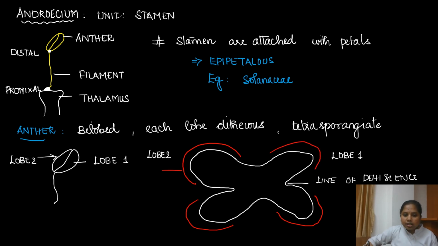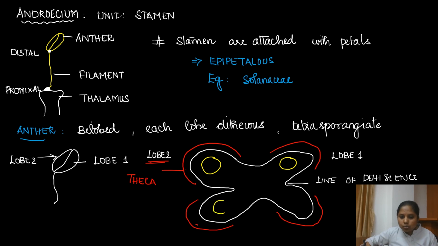Now these layers here, you call as theca. For each lobe, other than the region of dehiscence, the thecas are covered. That is why each lobe has two thecas. You can see lobe 2, the left side, where two thecas are present. In the same way, you can see the right side lobe 1 where two thecas are present. So that is why we call them bilobed. Each lobe is dithecous.